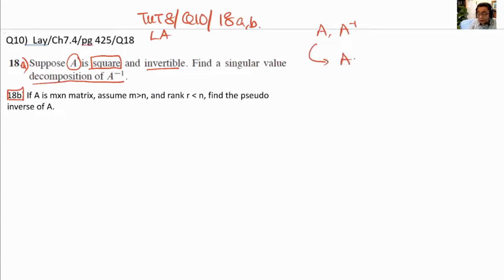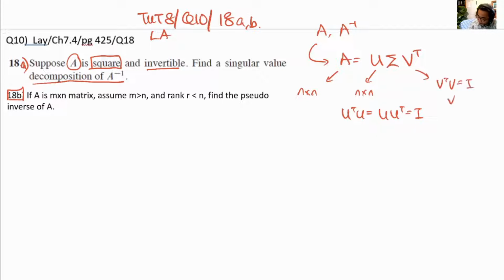If A is decomposed using SVD, we have U sigma V transpose. So if this is a square n by n matrix, this would be an n by n orthogonal matrix, meaning U transpose U is I. V is also an orthogonal matrix. V transpose V is equal to I, because this is also an n by n matrix.